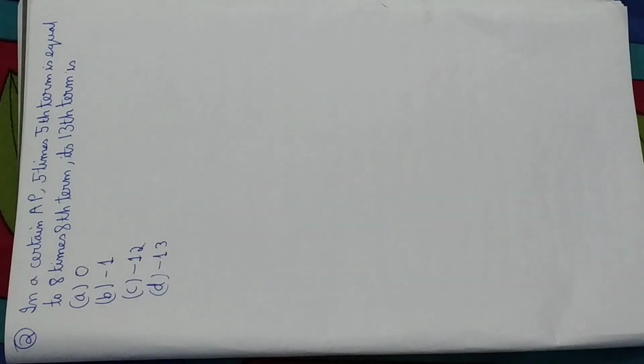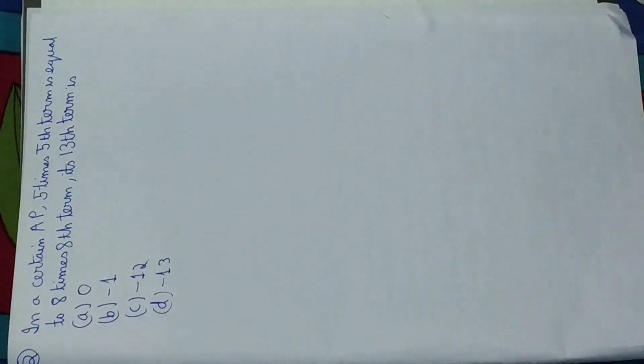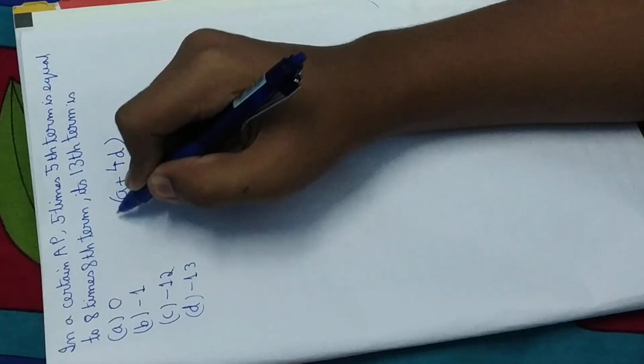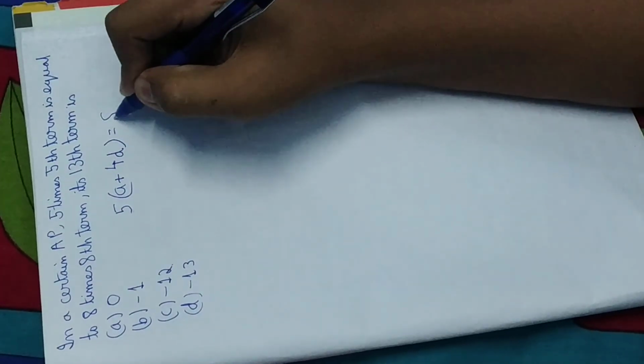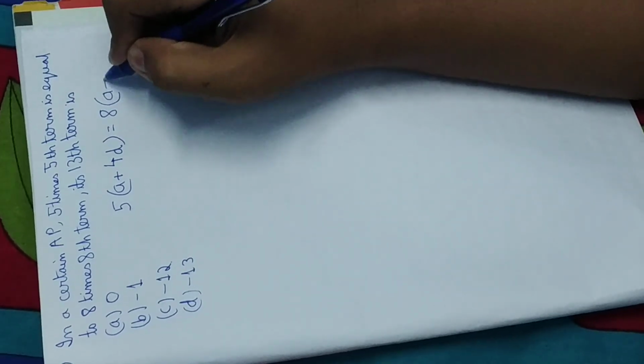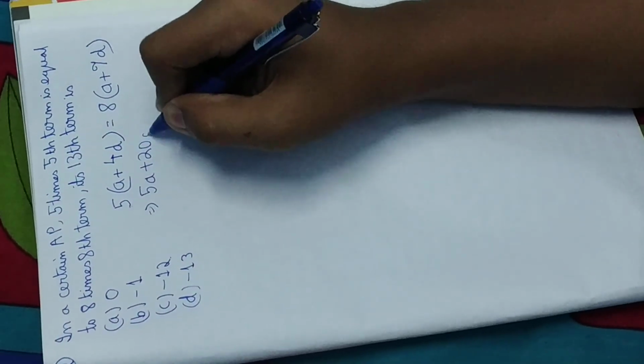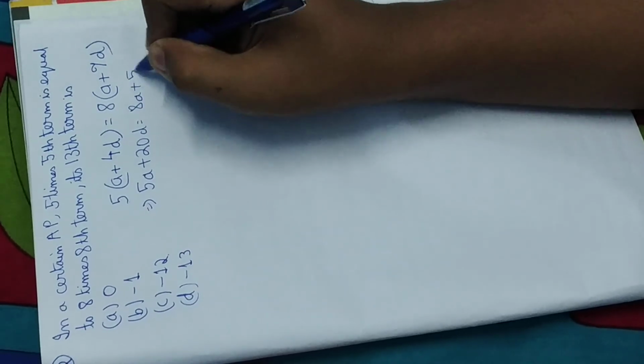I am starting with the solution now. It's 5 times the 5th term. What is the 5th term of an AP? A plus (5 minus 1) into D, where A is the first term. This is the 5th term, and 5 times the 5th term is equal to 8 times the 8th term, which is A plus 7D. Now on solving this, it comes 5A plus 20D is equal to 8A plus 56D.